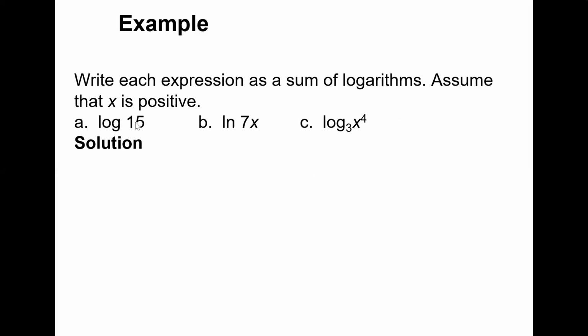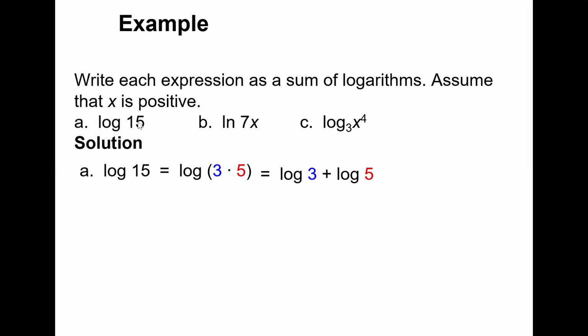So how would we go about this one? Well, log base 10, because this is log base 10, this is log base e, log base 3. So log of 15 is going to be like 3 times 5 is 15. So if we want to express this as a sum, we should get log base 3 plus log base 5, and that would be how we split it apart.